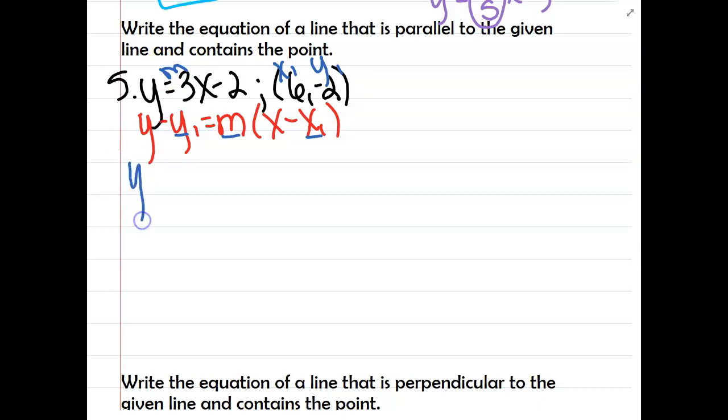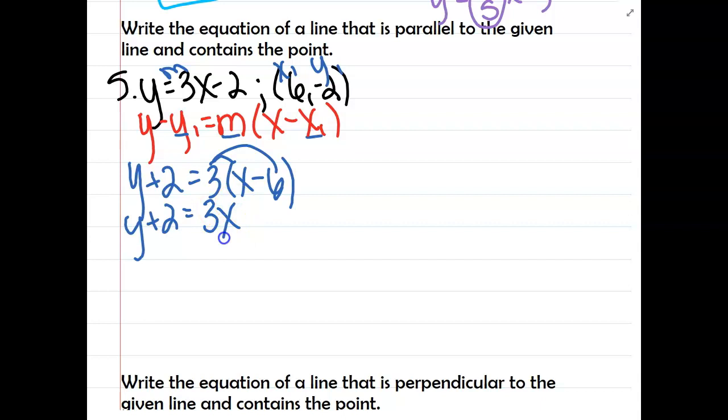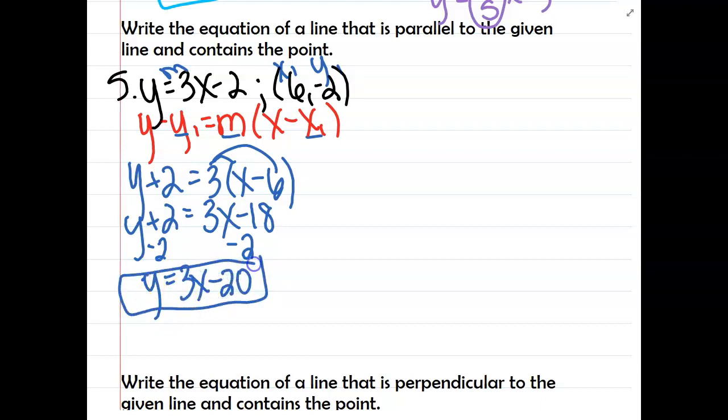So then we're going to plug it all in. So we're going to do y. Now when I do minus negative 2, that's going to be a plus 2, equals my slope, we said, is going to be 3. And then x minus my x1 is 6. And then we'll write it in slope-intercept form, so just like we've been doing, we're going to distribute. So y plus 2 equals 3x. 3 times negative 6 would give me a negative 18. And then to get rid of the plus 2, we'll subtract 2. So y equals 3x minus 20.